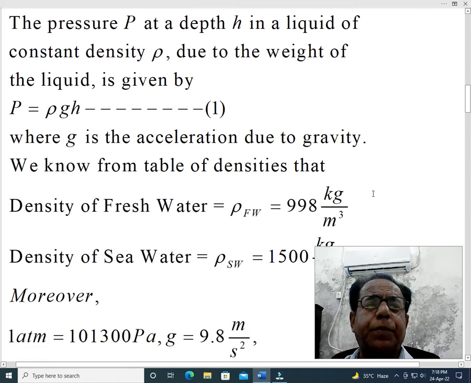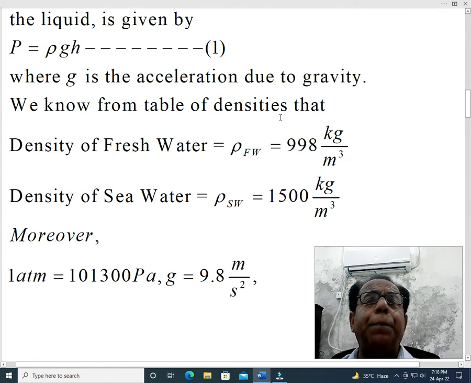We know from the table of densities that density of fresh water, rho FW, is equal to 998 kilogram per meter cube, and density of seawater, which is provided in the statement, rho SW, is equal to 1500 kilogram per meter cube.